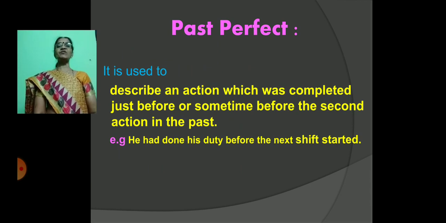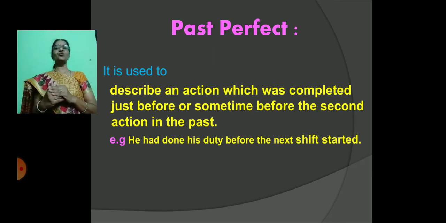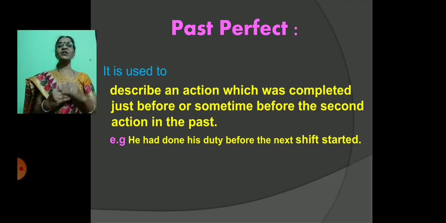Now this past perfect tense is very important for your class. Again, you are tested in this tense also. So it is used to describe an action which was completed just before or sometime before the second action in the past. Now in simple words, there are two actions which you have completed in the past. For the first action which you have completed, you are going to make use of past perfect tense, and then the simple past.